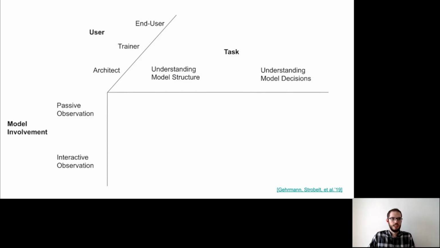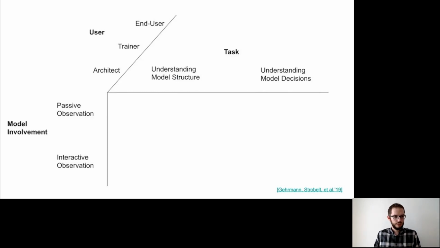The second dimension is the user. And here we differentiate between an architect, someone who develops NLP methods and knows a lot about the machine learning that is going on, but may have less knowledge about the application domain, all the way to an end user who may be a doctor in a hospital reading a generated radiology report, but who does not know anything about machine learning. Clearly, we need to communicate what a model is doing in different ways here. For the end user, we don't want to really focus on model internals, whereas for the architect, we don't really want to focus too much on details from the domain.